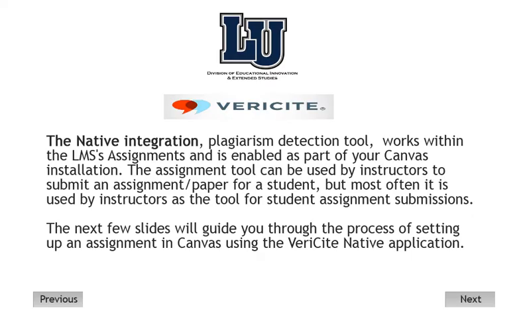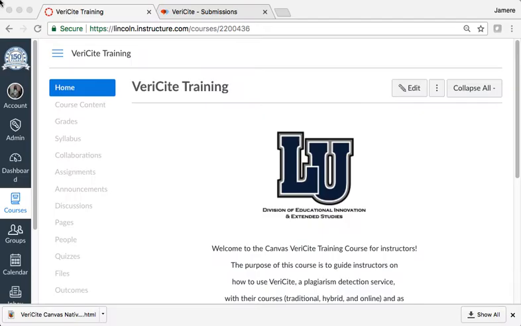The native integration plagiarism detection tool works within the LMS's assignments and is enabled as part of your Canvas installation. The assignment tool can be used by instructors to submit an assignment or paper for a student, but most often is used by instructors as the tool for student assignment submissions. The next few slides will guide you through the process of setting up an assignment in Canvas using the VeriCite Native application. Click on Assignments.